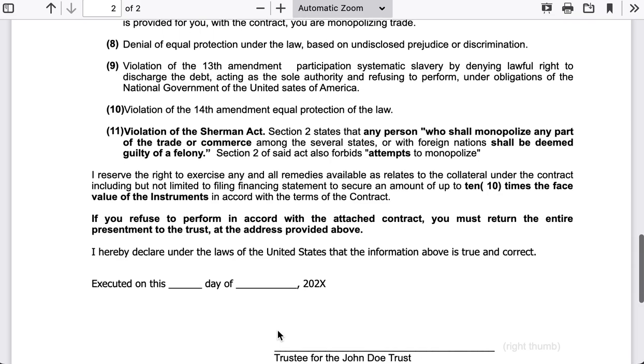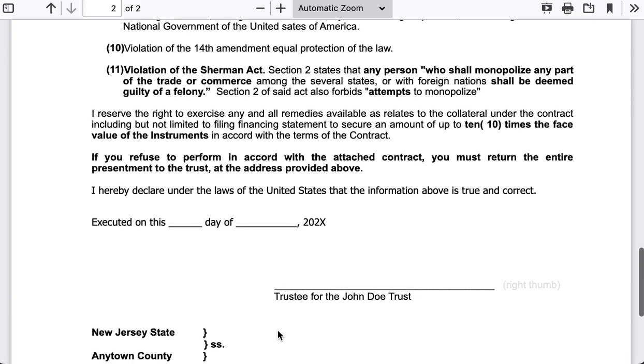I reserve the right to exercise any and all remedies available as relates to the collateral under the contract, including but not limited to filing a financing statement to secure an amount up to 10 times the face value of the instruments in accordance with the terms of the contract. If you refuse to perform in accordance with the attached contract, you must return the entire presentment to the trust at the address provided above.